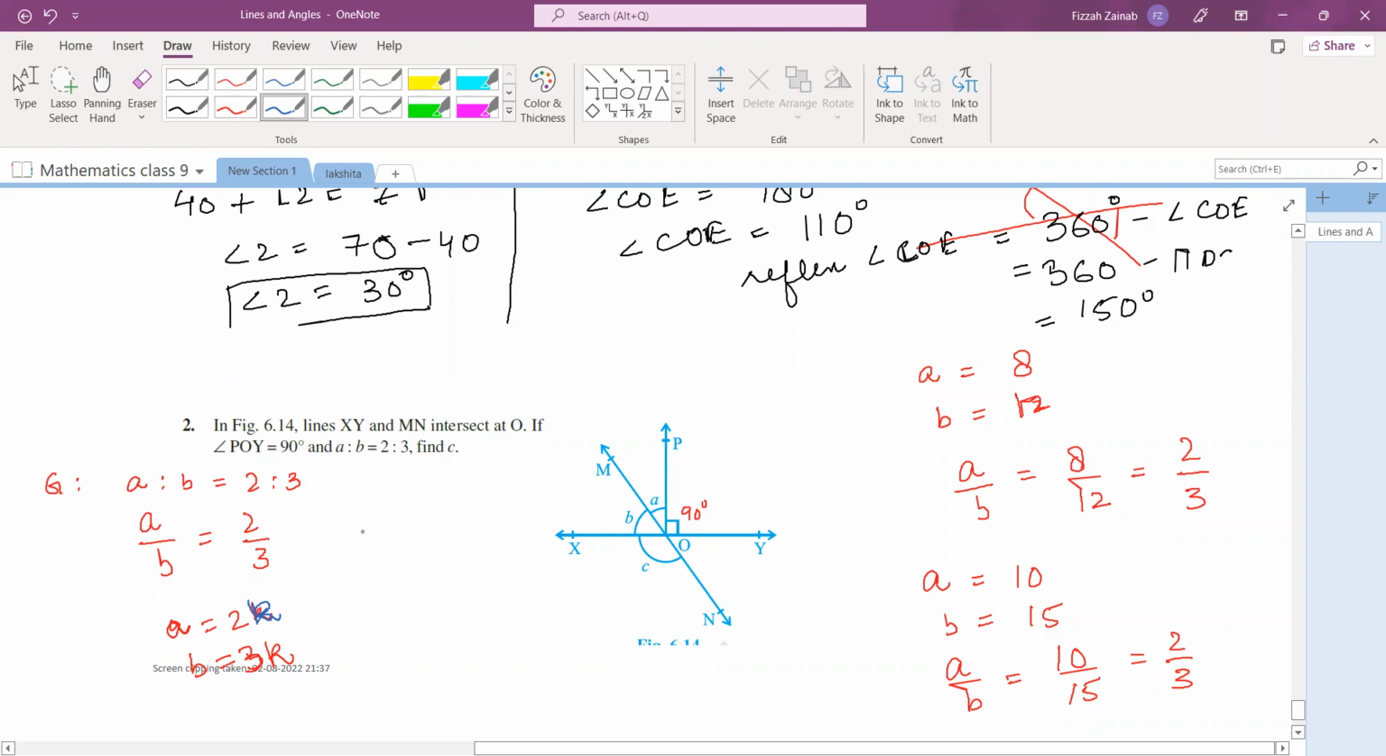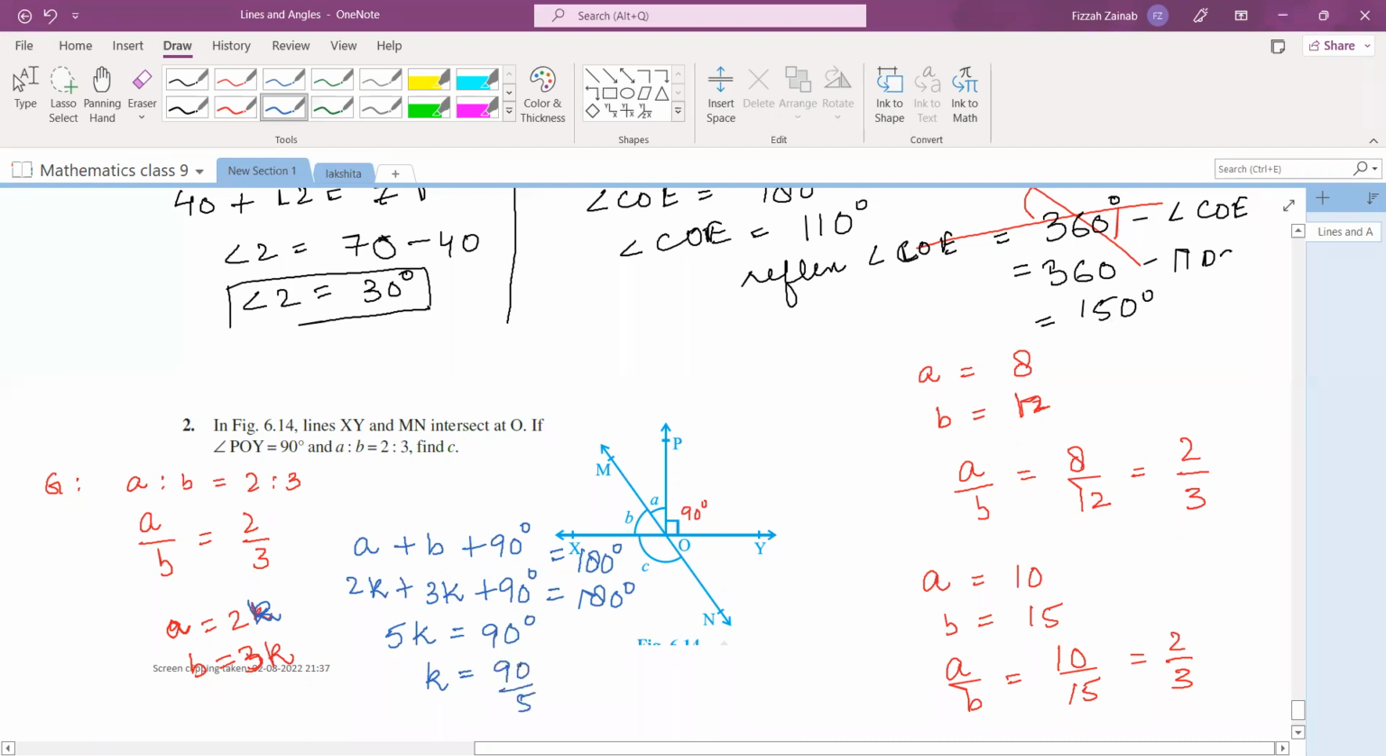First of all, if you look in the figure, I can say that A plus B plus 90 degree, the sum is 180 degree, because they all fall on the line XY. Now A is 2k plus B is 3k and plus 90 degree is equal to 180 degree. So 5k, 180 minus 90, that becomes 90, and then your k is equal to 90 by 5.